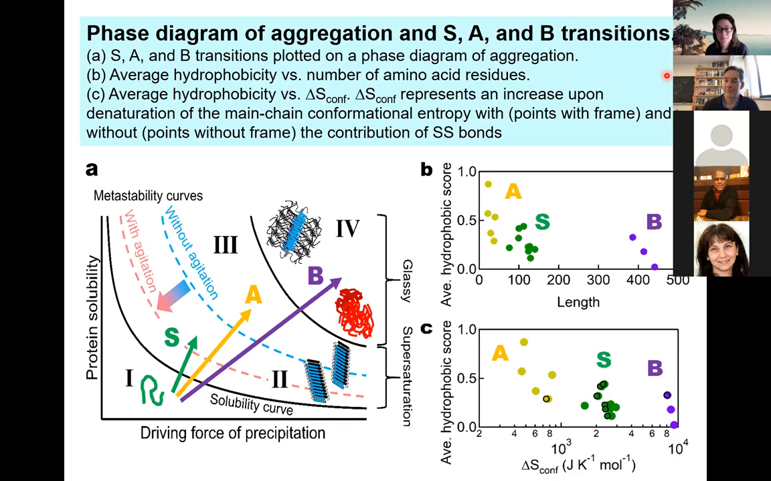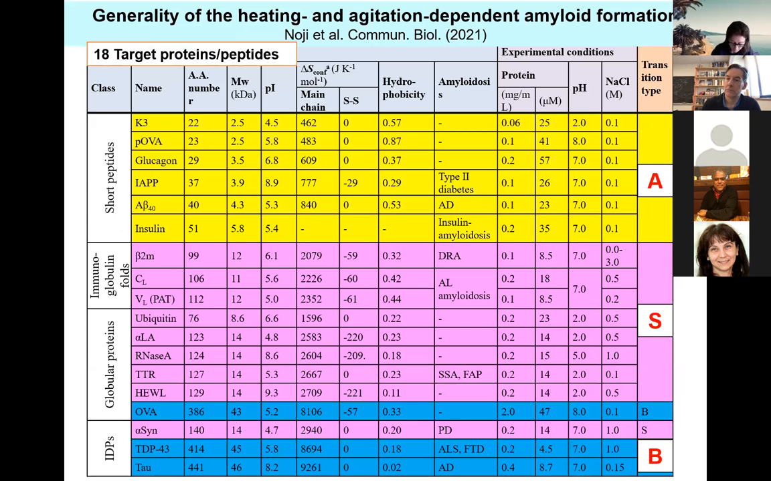Yes, can you hear me? Yes. I am fascinated by Dr. Goto's talk, especially your classification of three different classes of amyloid. My question is, what's your main criteria for classification of these S, A, B? Is that the length? Is that the conformational entropy changes?